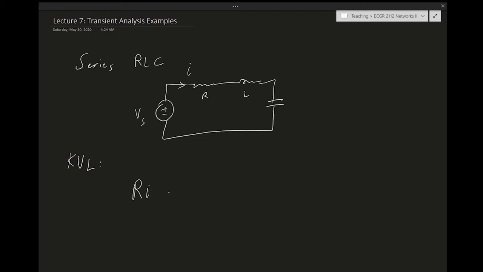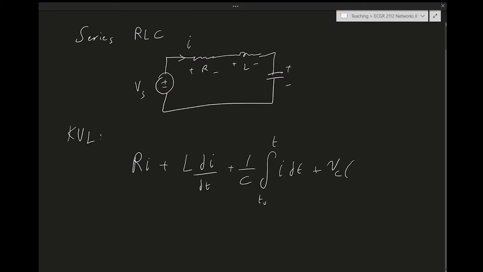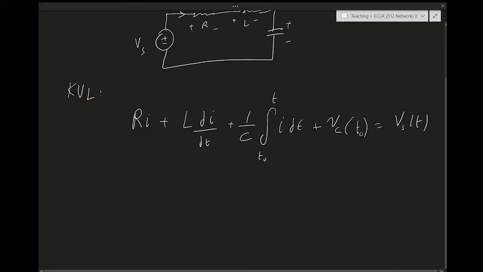I have Ri, that's the voltage across the resistor, and then L di by dt, that's the voltage across the inductor. The voltage across the capacitor, in relation to i, is going to be the integration of i. So it's 1 over C integral from t0 to t of i dt, plus the initial condition of the capacitor voltage, Vc(t0). That equals Vs(t). To get the second order differential equation, we just differentiate both sides.